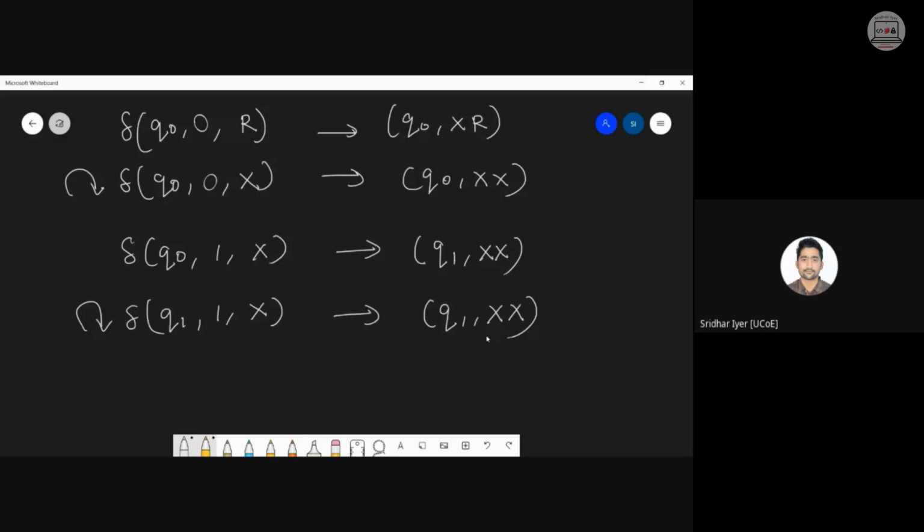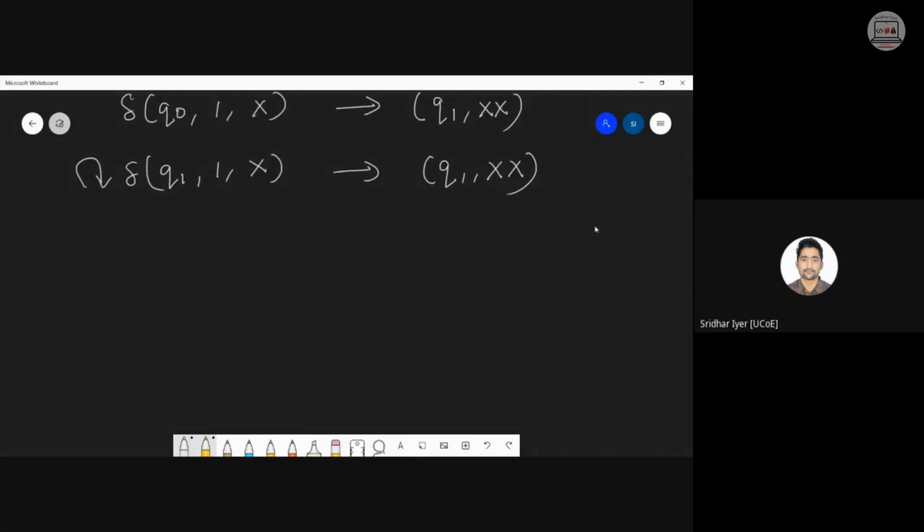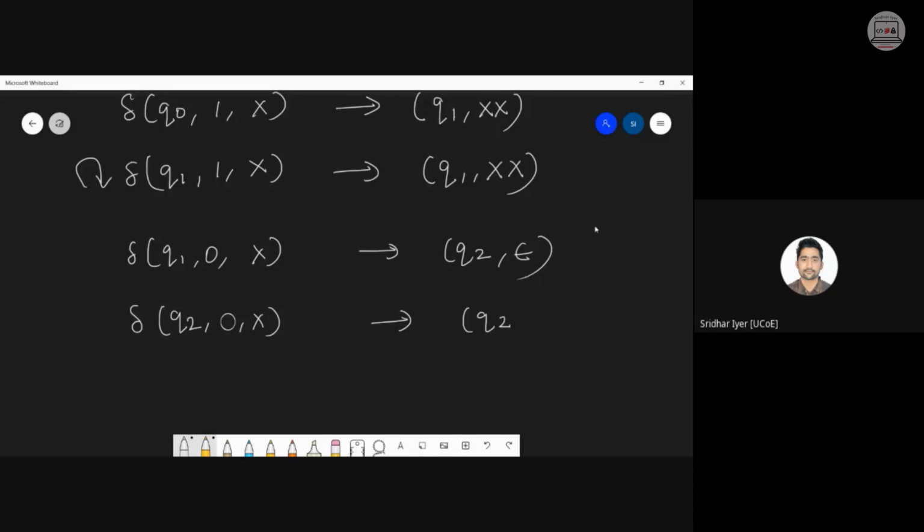Is it clear now? Now when 0 comes on q1, we will start the popping operation, right? So it will look something like this: q1 comma 0 on top of x. I will now go to q2. It is very simple logic. Similarly, for the remaining zeros, the machine will remain in q2 only, and it will keep on popping. Actually, this is a linear sort of progression where I'm reading one input, changing the state, reading another input, changing the state, and so on. Am I clear? Very linear, straightforward logic.